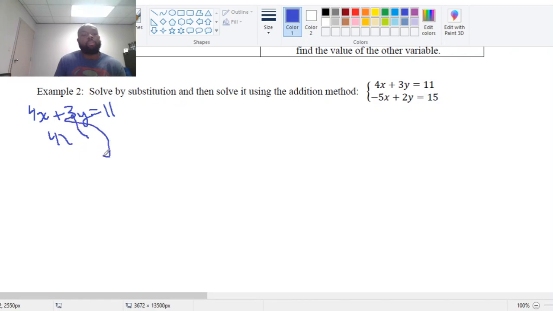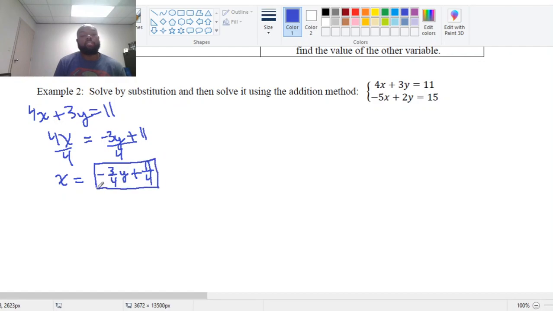That means I can subtract 3y from both sides. Then we divide both sides by 4. So I get x equals negative 3/4 y plus 11 over 4, right? So what I'm going to do is substitute that into my other equation for x. So I'm going to have a negative 5, and instead of writing x, this is the substitution step: substitute what you had for x from your other equation into this equation.